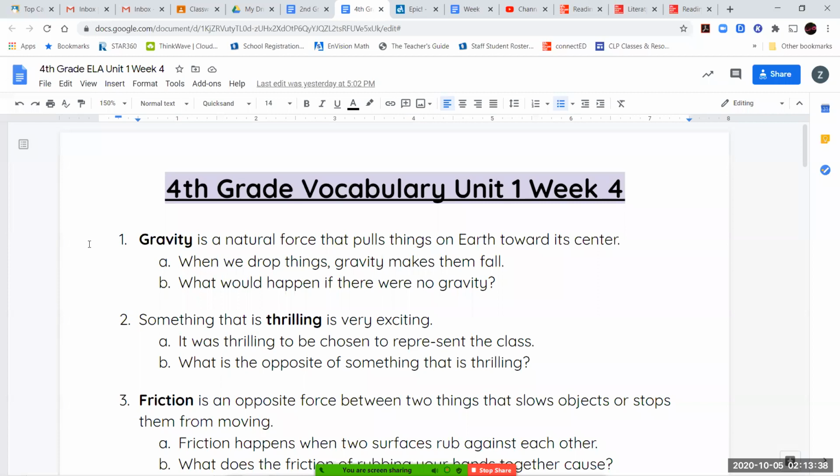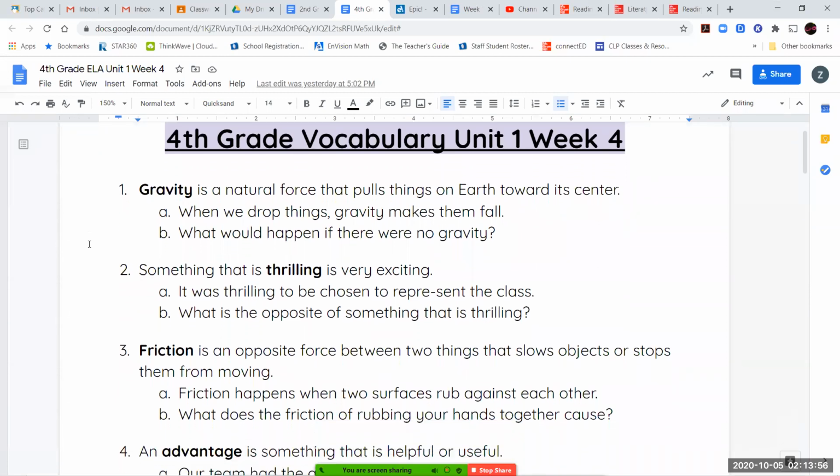Your second word is the word thrilling. Something that is thrilling is very exciting. So a roller coaster ride can be thrilling. A movie, if you're watching a scary movie, that can be thrilling. If you're going to a new place or an amusement park, something like that is also thrilling.